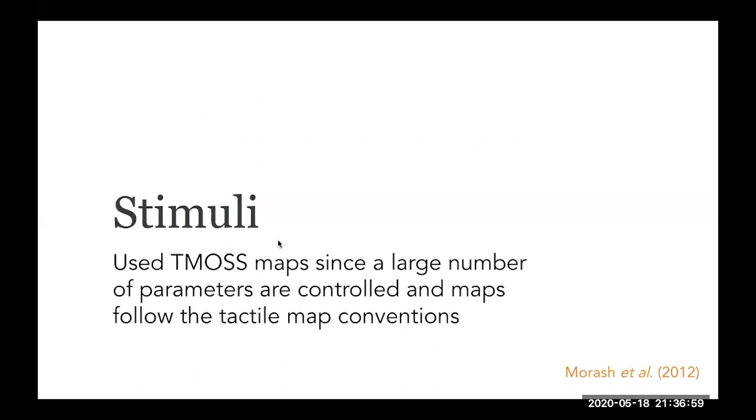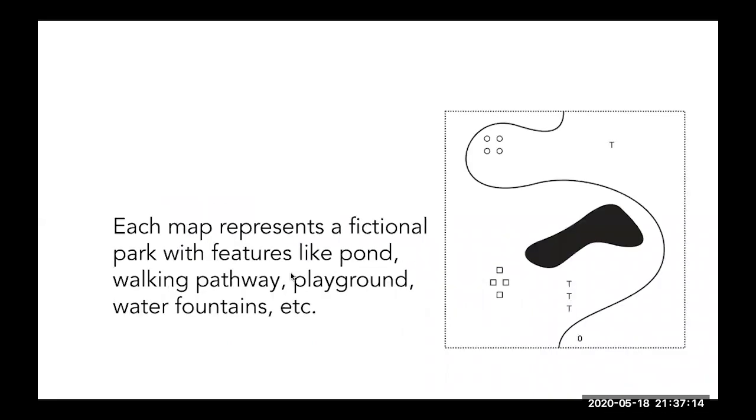For the stimuli in my study, I used maps from the Tactile Maps open source set, or TMOS. Parameters on these maps are highly controlled, making them similar in difficulty levels and therefore suitable for exploration tasks. Each map is 12 inches by 12 inches and represents a fictional park. Here I have an example map from the set.